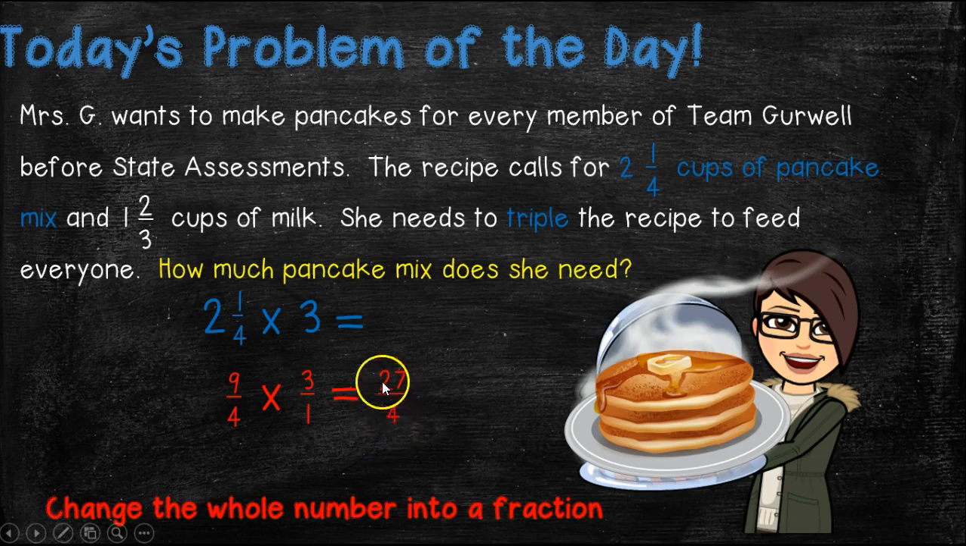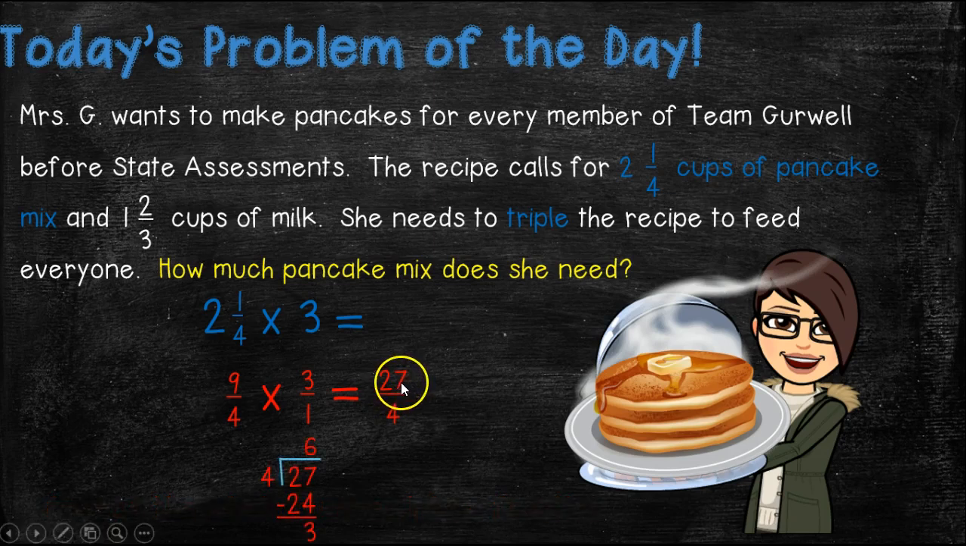No. This is an improper fraction, so now we need to change it into a mixed number. That's how we simplify an improper fraction. So we're going to do 27 divided by 4. Here we have 27 under the house divided by 4. We know it goes in 6 times with a remainder of 3.